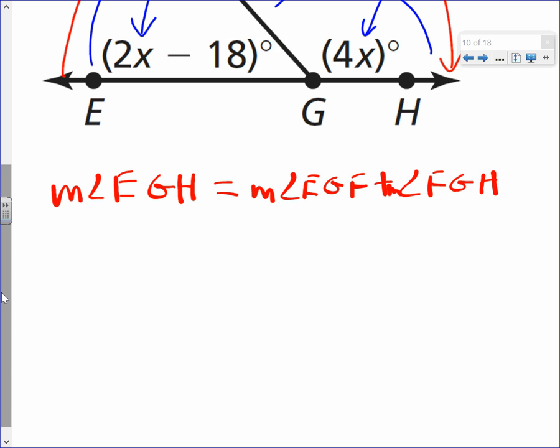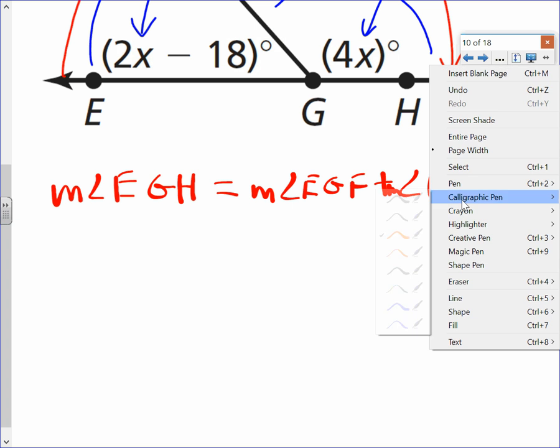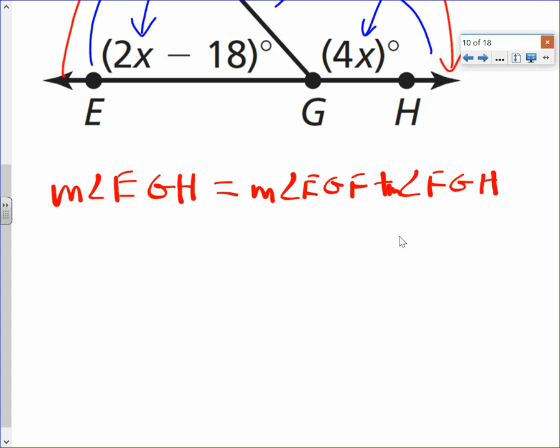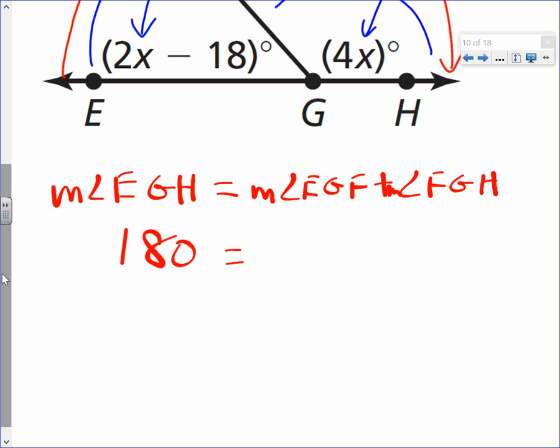All right. Let's plug and chug, just like we did on example 5. Rivera, what's the big one again? Big one, 180. Thank you. Look, I'm just replacing with 180. It's 180 degrees. This one's 2x minus 18. And then 4x. We're rocking and rolling. You guys with me?